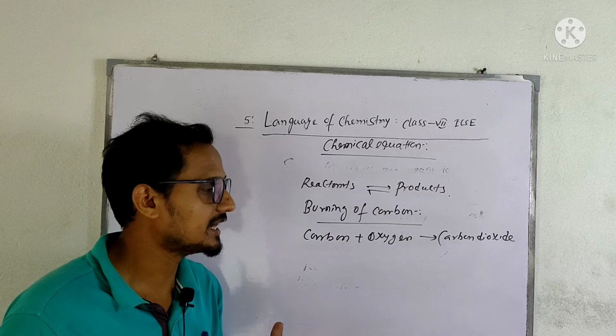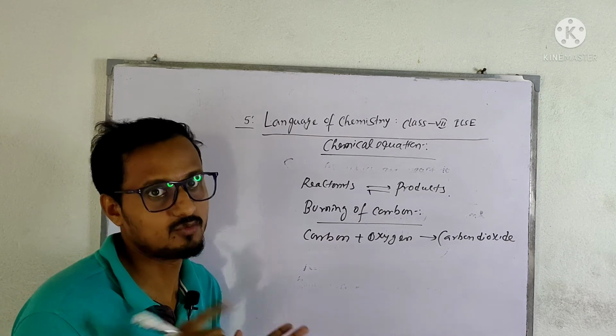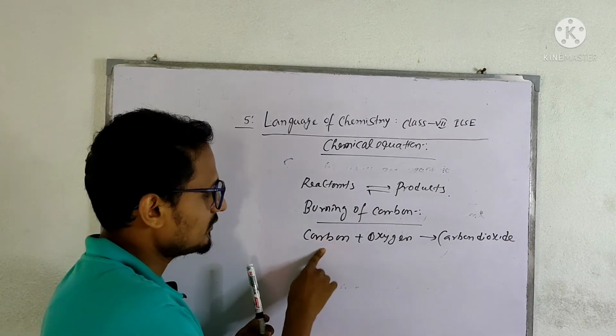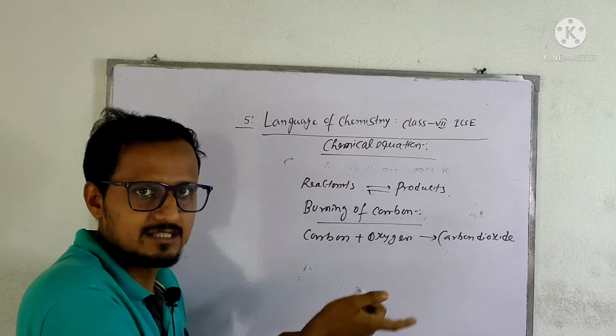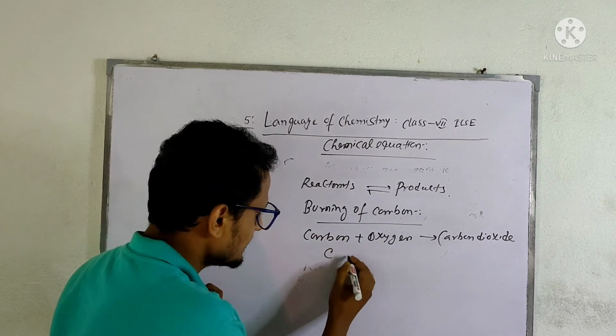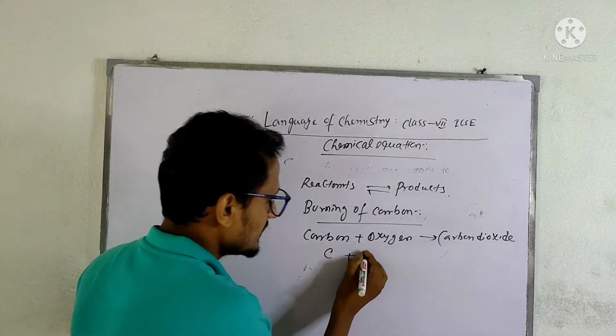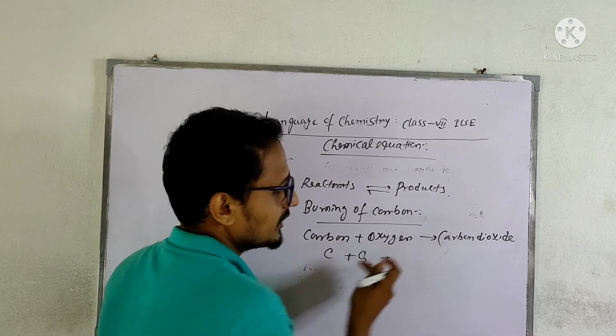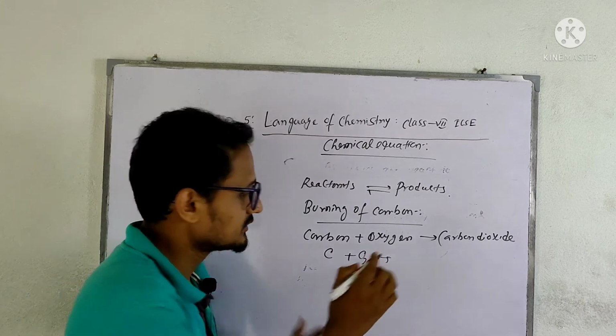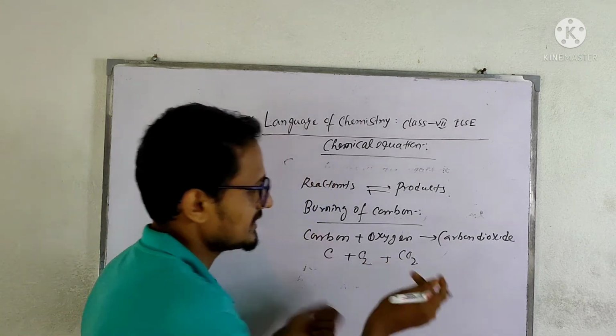Okay, but we have to write a chemical equation, not in words. So here the formula of carbon is an element, so the symbol will be written here. And oxygen is a molecule, so its formula is O2. It forms carbon dioxide, which is a compound, so it forms CO2. So it is a chemical equation.